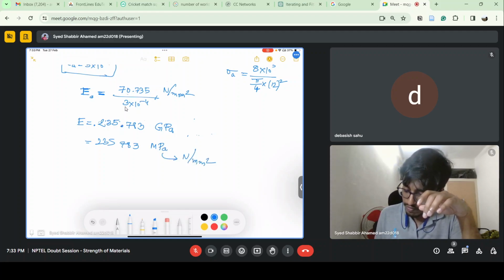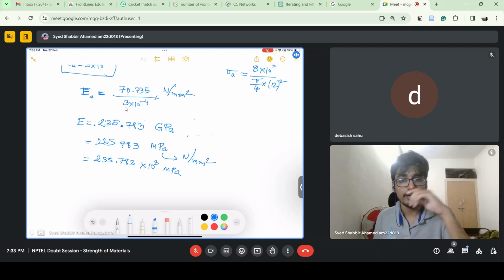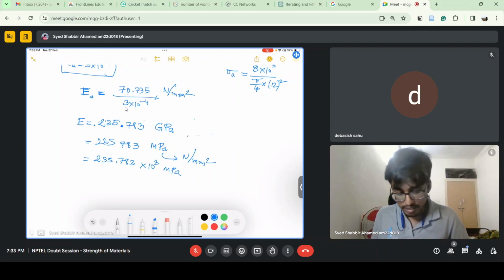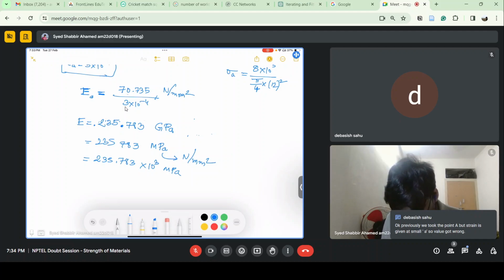So if I take this, like 235 into 7.83 into 10 cube megapascal. So mega is 10 to the power of 6, into 10 cube, which is giga. So 10 to the power of 9. So I'll get the Young's modulus. Sorry for the confusion. I have done it now.